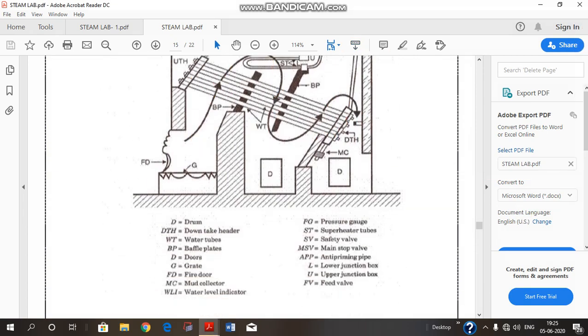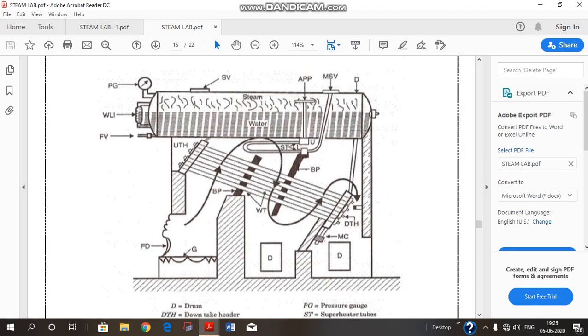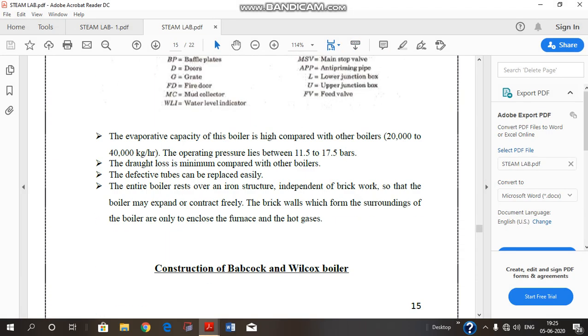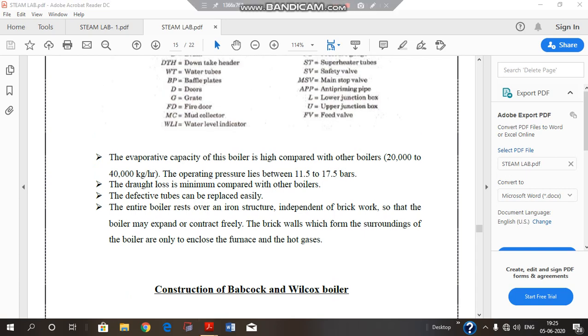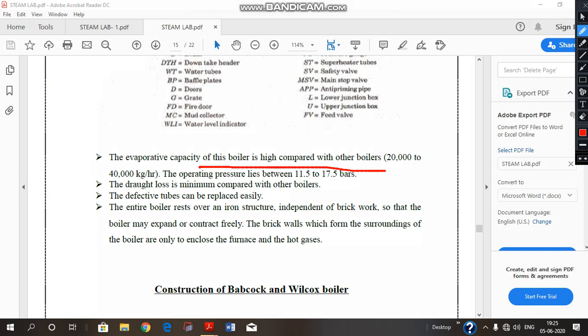Now we are going to discuss some of the advantages of the water tube boilers and some of its features. The evaporative capacity of the boiler is 20,000 to 40,000 kg per hour. And what is the pressure? Pressure lies between 11.5 to 17.5 bars. The draught loss is minimum compared to the other boilers. Defective tubes could be replaced easily.